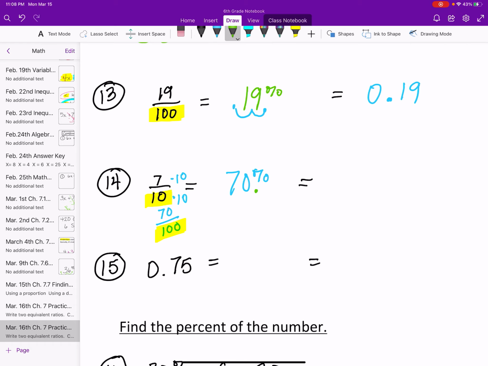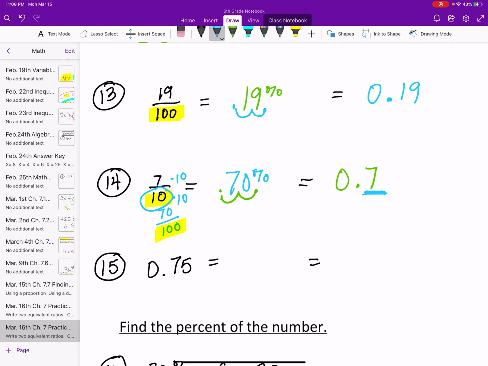Move my decimal 2 places to the left, 1, 2. And I get 0.7. The other way would have been, because you had this 10 down here, you would have known that 7 is in the tenths place of your decimal, so you could have gone to your decimal first and then to your percent. It's up to you however you do that.